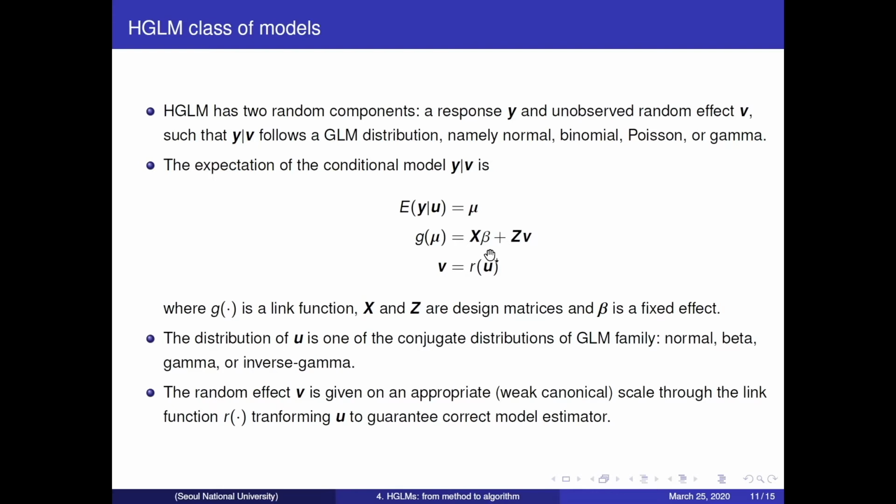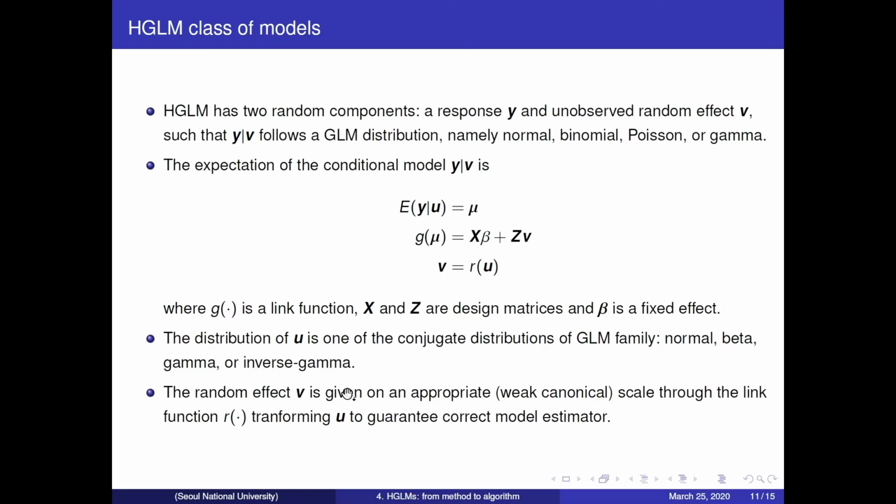Therefore, the expectation of the conditional model, Y given V, is written like this. We have the expected value of Y given U equals mu, and g(mu) equals X beta plus Z V, where V equals r(U), g is a link function, X and Z are design matrices, and beta is our fixed effect.